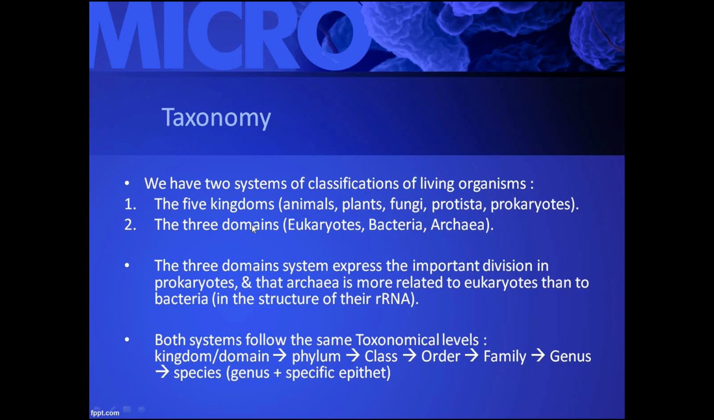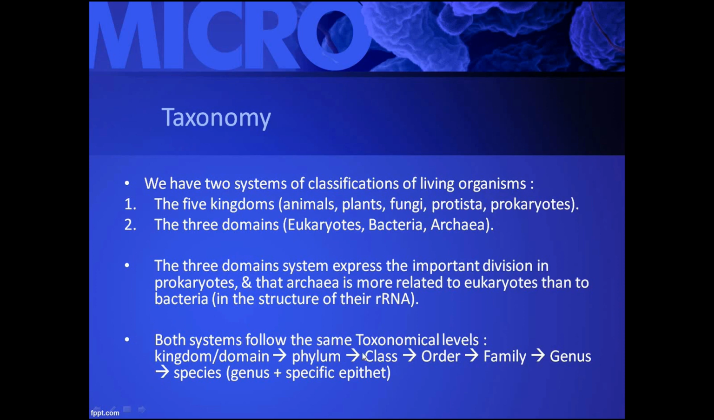The 3-domain system expresses the important division in prokaryotes. That is, prokaryotes are so different, the bacteria is so different from the archaea, and the archaea is more related to eukaryotes than to bacteria. This is done while studying the structure of their ribosomal RNA. So the 3-domain system divides living organisms into eukaryotes, bacteria, and archaea.